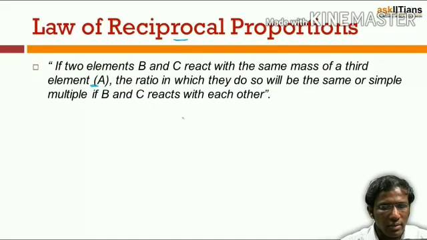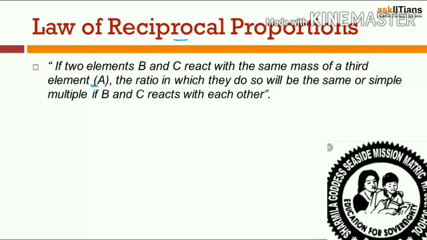So let's start. Now let's understand the fourth law, that is the law of reciprocal proportions. So let's understand about it. It states that if two elements B and C react with the same mass of a third element A, the ratio in which they do so will be the same or a simple multiple if B and C react with each other. To understand the statement, let's take an example.